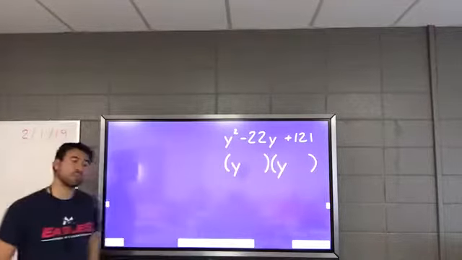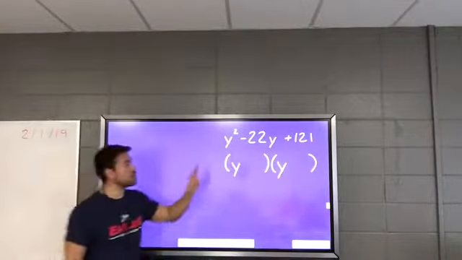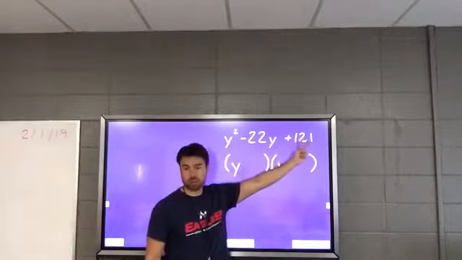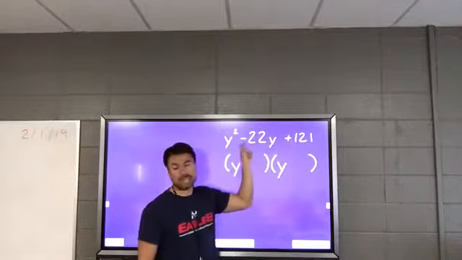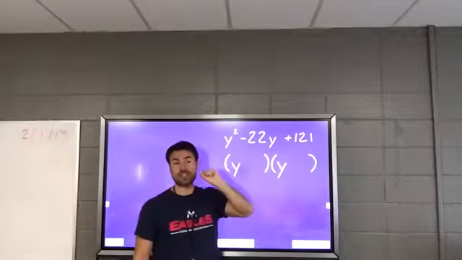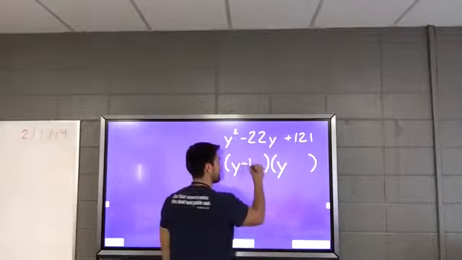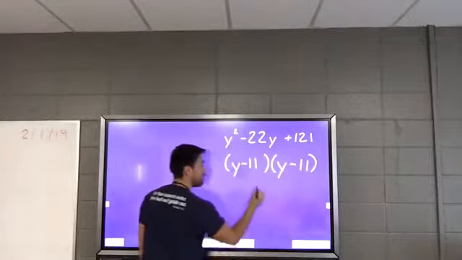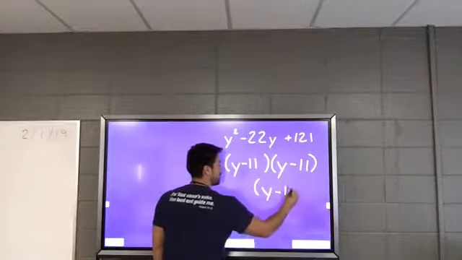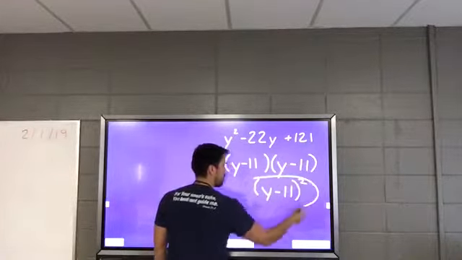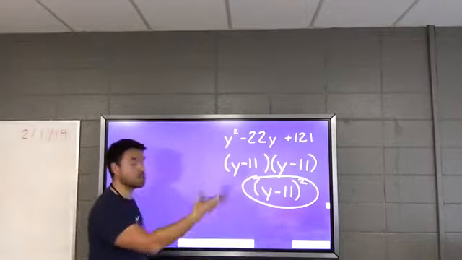What would be those last 2 terms? What 2 numbers multiply to get me 121 that add up to be negative 22? Specifically, negative 11. So negative 11 and negative 11, that works. How do you write that, by the way? In a short way, you just write y minus 11 squared. Do you guys get that?